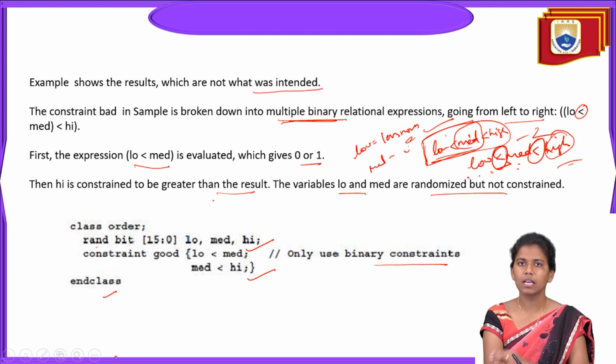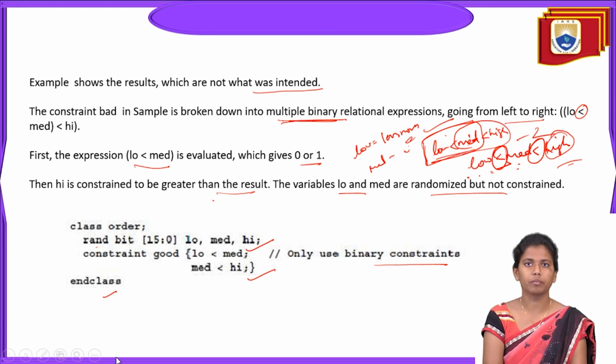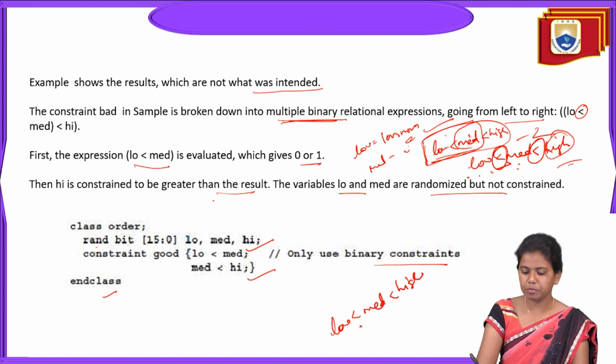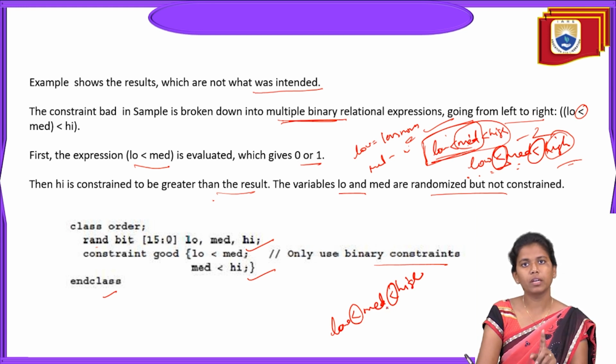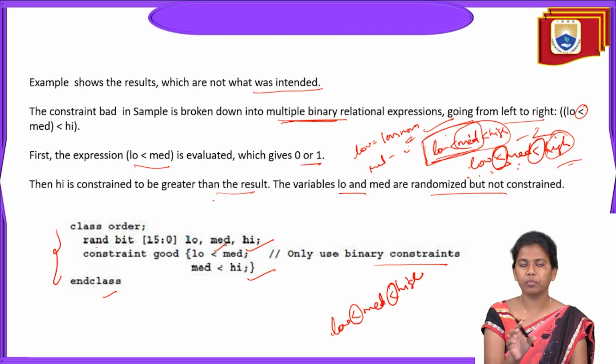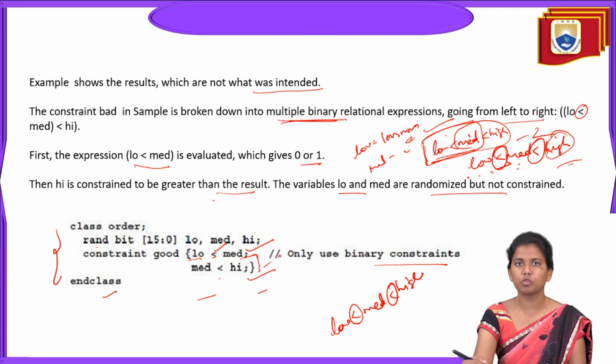So here what happens is the relational operation is not repeated. As we saw in the previous example, we had low less than medium less than high. So there, the relational operation is repeated twice, but it shouldn't repeat like that. Only one relational operator can be used in an expression. But here, the relational operation can be observed only one time when you compare between the two constraints, that is low to medium one time and medium to high one time. So this is okay, this is to be considered.